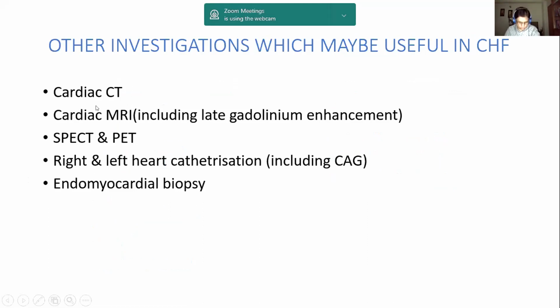There are some other investigations which might be useful but not routinely performed. It includes cardiac CT, cardiac MRI, PET scan, SPECT, catheterization including CAG, endomyocardial biopsy. Nowadays, endomyocardial biopsy is rarely performed.